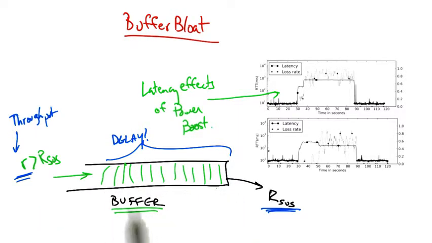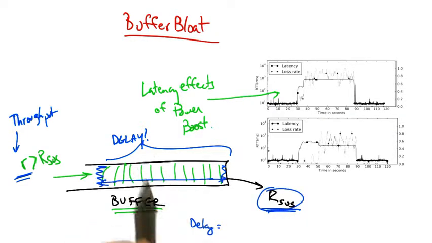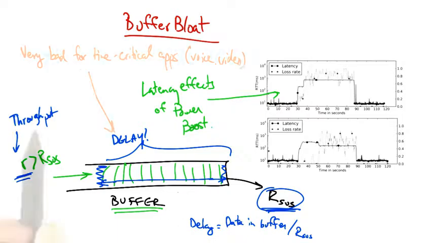As these packets are waiting in this buffer, they'll see higher delays than they would see if they simply arrived at the front of the queue and could be sent immediately. The delay that the packet will see in the buffer is the amount of data in the buffer divided by the rate that the buffer can drain. These large buffers can introduce delays that ruin the performance for time-critical applications such as voice and video.